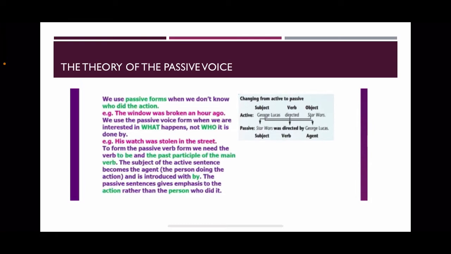To form the passive verb form, we need the verb to be and the past participle of the main verb. The subject of the active sentence becomes the agent, the person doing the action, and is introduced with by. The passive sentences give emphasis to the action rather than the person who did it.